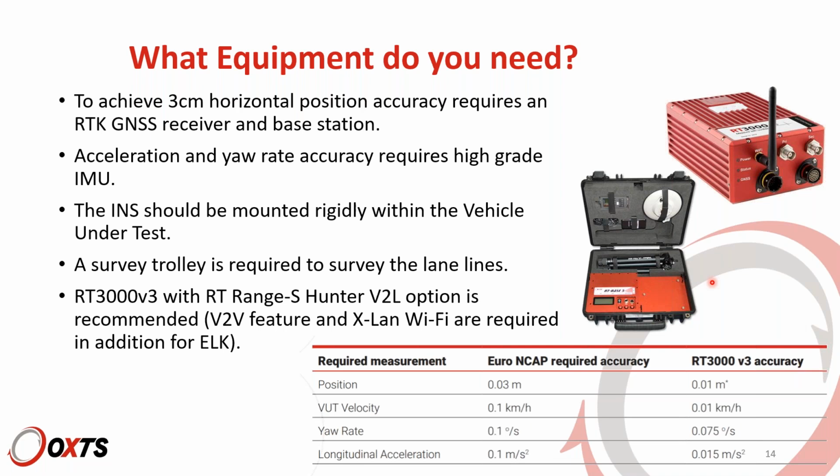The system itself needs to be mounted rigidly within the vehicle. What you don't want is for it to be recording motion that isn't associated with the vehicle itself. So for example, if it's rocking back and forth, then that data will suggest that the vehicle is rocking back and forth, which may potentially fail a test. So you obviously need it mounted rigidly, so any motion that the vehicle experiences is experienced by the IMU itself, but not the other way around.